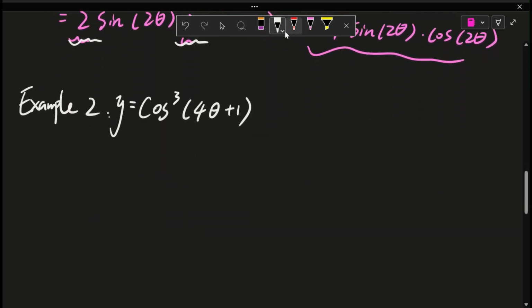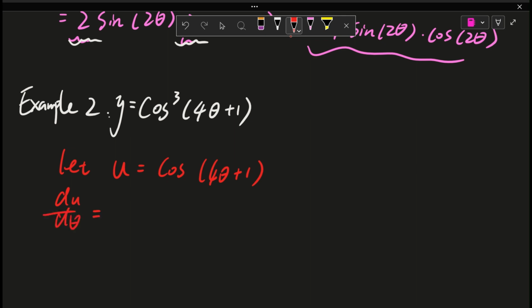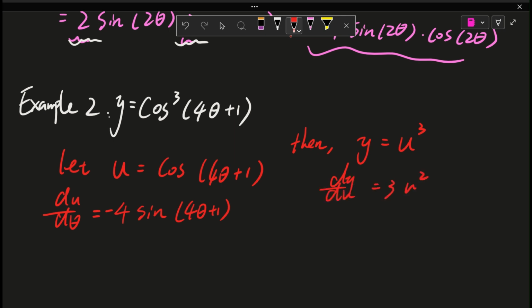Alright, let's start example 2. This one we're also going to start with the chain rule. Let u equal cos of 4 theta plus 1. Then du d theta equals negative 4 sine of 4 theta plus 1. And y equals u cubed, so dy du equals 3u squared.